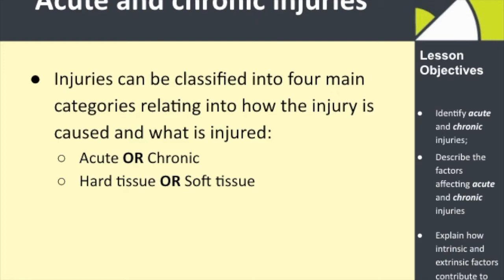So the example I gave earlier of the football player breaking the tibia in a tackle will be classed as an acute hard tissue injury, whereas that fast bowler in cricket who develops shin splints will be a chronic injury because it develops over time, and it's a soft tissue injury because shin splints affects the tibialis anterior.